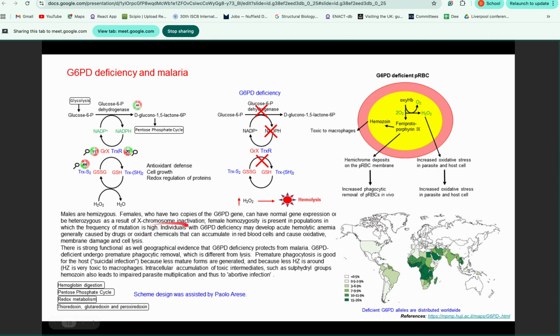And if you're interested, you can go through this, in which they have talked about the inheritance pattern of this gene: males are hemizygous and females have 2 copies of this gene. So females can still act as carriers, but if males have the defective copy of that gene, they will always suffer from this deficiency. And this shows the different countries and the rate of deficient G6PD alleles worldwide.